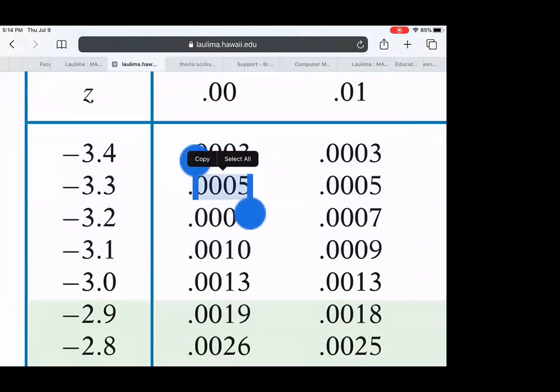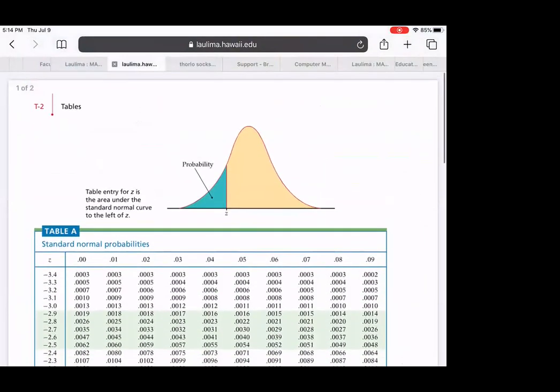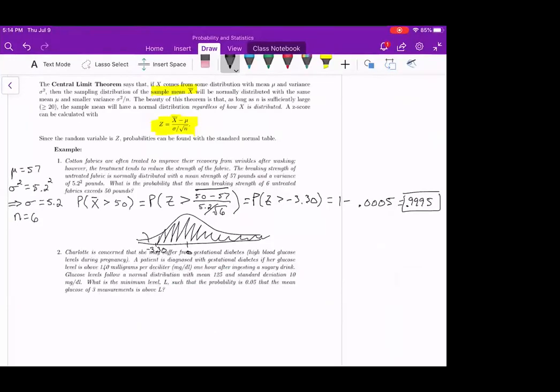0.0005. And so this is the area to the left, because that's what our picture says, to the left of negative 3.30. So that's another way that I can know and go back here and realize, oh, this is 0.0005, but I want the area on the other side, so I need to remove that from 1. So there's a few ways that you could have reasoned through in order to get at the answer.